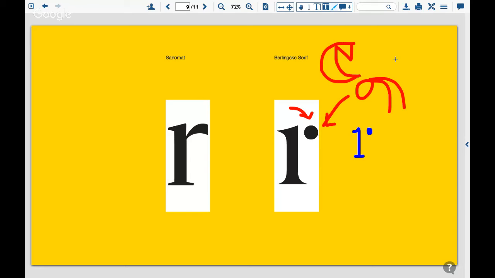But why didn't they disconnect the A? That would just be too loony. That would be a stencil at that point. Or you can get away with it, I think, because if it's narrow like this, you might not notice it. It might bleed out.